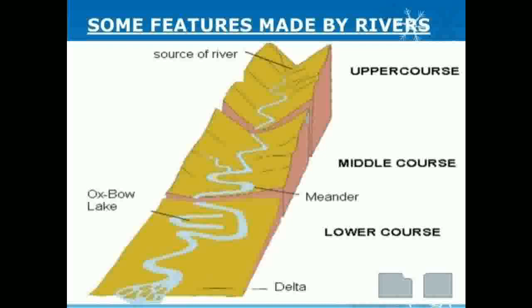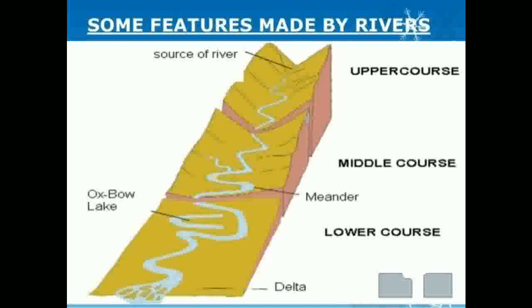In its upper course, a river makes certain features like waterfalls, V-shaped valleys, gorges, canyons because of down cutting or erosion. In the middle portion, due to erosion and deposition, the river also makes certain features like meanders, oxbow lakes, braided streams, etc.